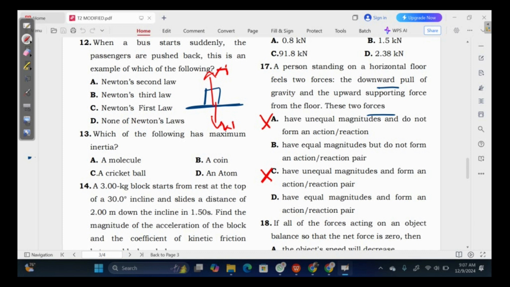Now we are dealing with B and D. Let's read B. They have equal magnitude but do not form an action or reaction pair. So this is what I was telling you. They form an action and reaction pair. Because this is the question I made a mistake on, right? I think yes, it should be the same one.